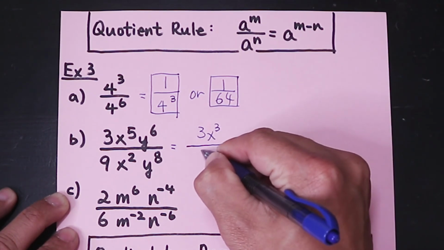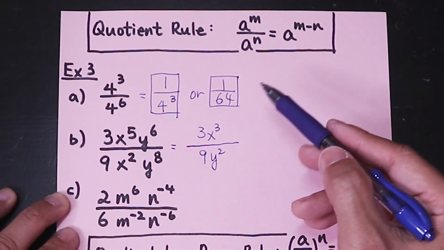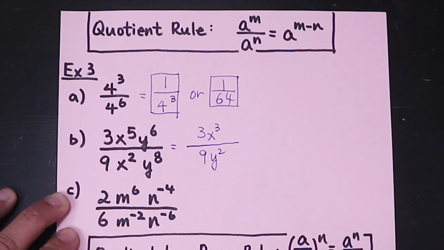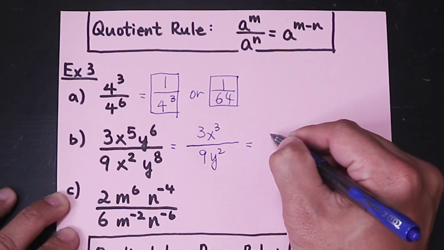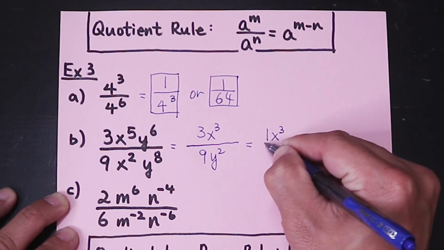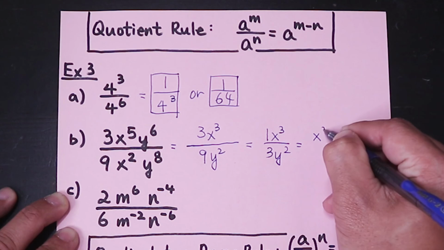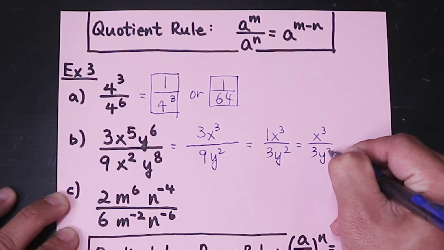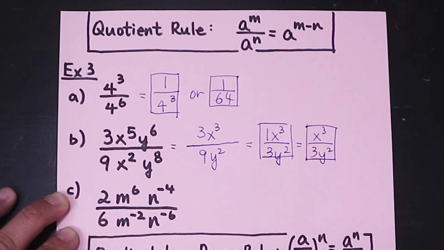And then you do the 3 and the 9. You just copy the 3 and the 9. But hold on, this is not your final answer, because 3 over 9, you could reduce the fraction. You're going to divide top and bottom by 3, so you're going to have 1/3. So 3 over 9, if you reduce it, is 1/3. So it's going to be 1x cubed over 3y squared. Or you can make the 1 invisible, so it's going to be x cubed over 3y squared. Either of these answers is acceptable.